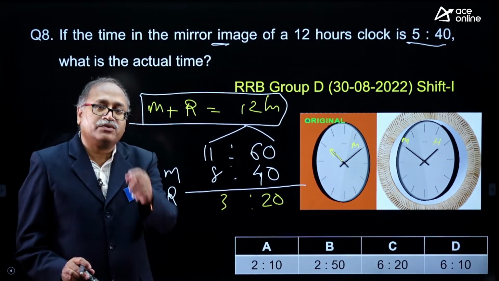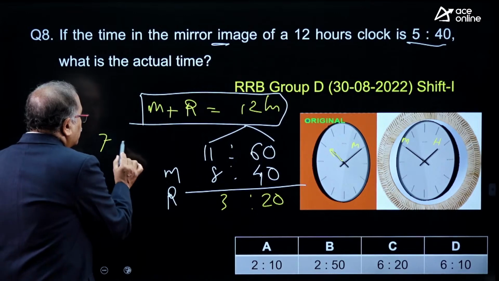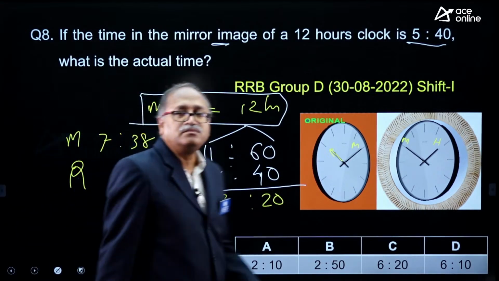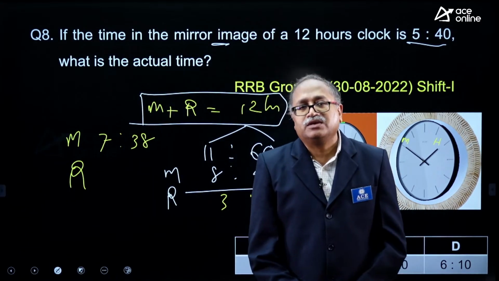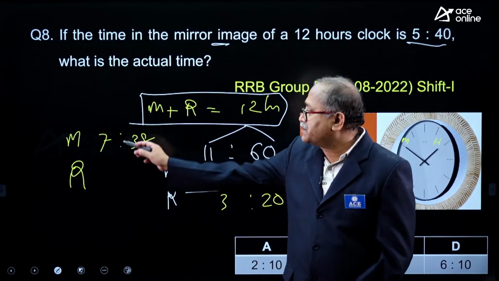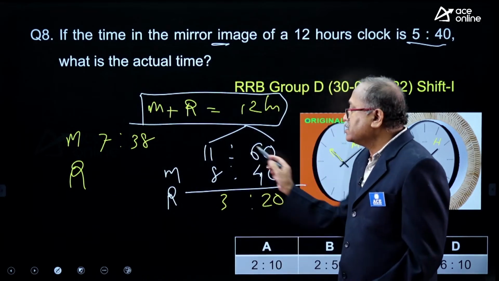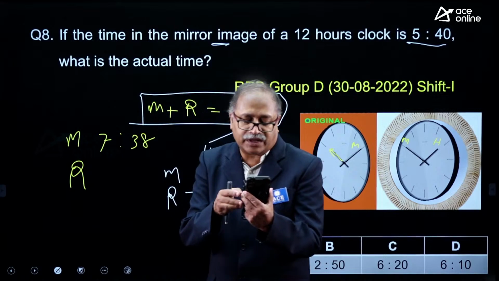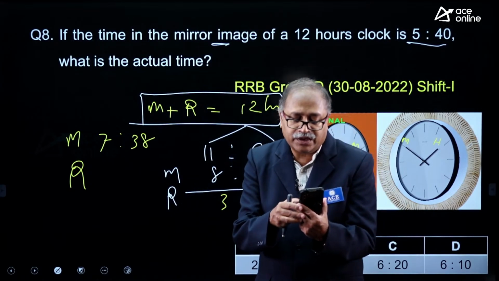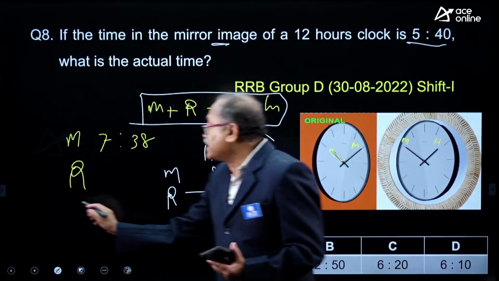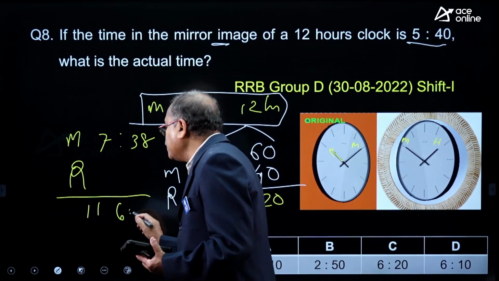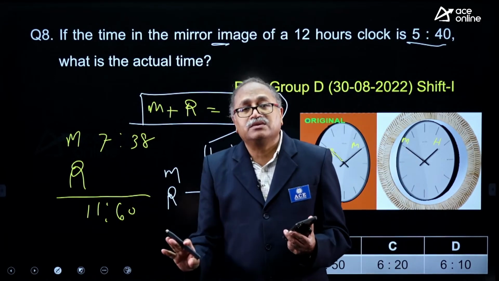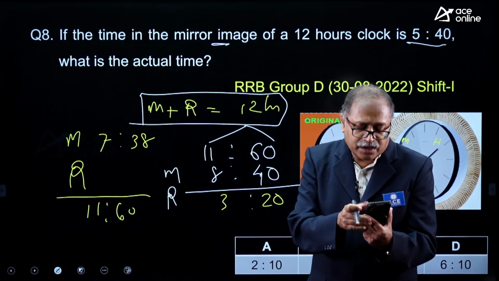Is that clear? I am giving one question to you, my dear friends. 7:38 is the mirror image. Please tell me the real time. Subtract 7:38 from 11:60. You are getting your answer. Let me check if any of my young friends is giving the answer. Come on. Because the sum has to be 11 hours 60 minutes. Real time plus mirror image, 11 hours 60 minutes. That's all. Come on, anyone?